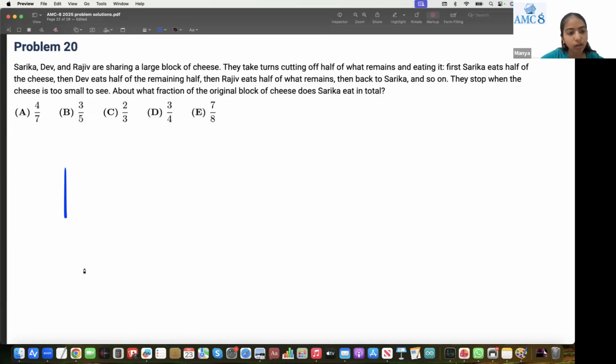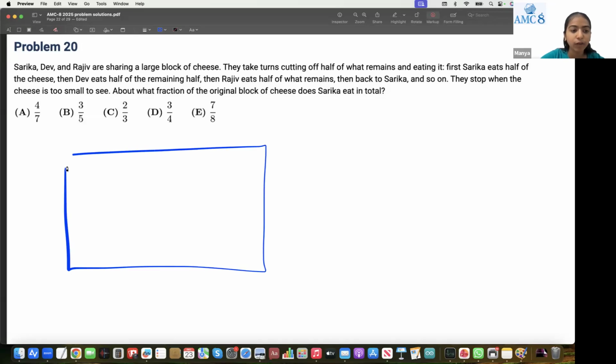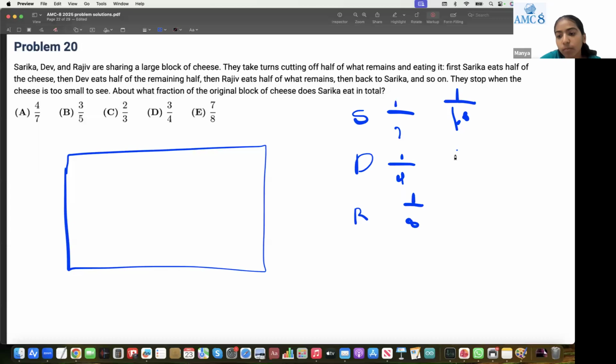So first of all, they have a large block of cheese here. Sarika eats it first, and Sarika eats 1/2 of it. Then Deb eats 1/4 of it, and Rajiv eats 1/8 of it. And then Sarika eats 1/16. Deb eats 1/32. Rajiv eats 1/64. Sarika eats 1/128, and so on, right? And we don't know when they stop. So, in this case, we'll just have to use the infinity formula.